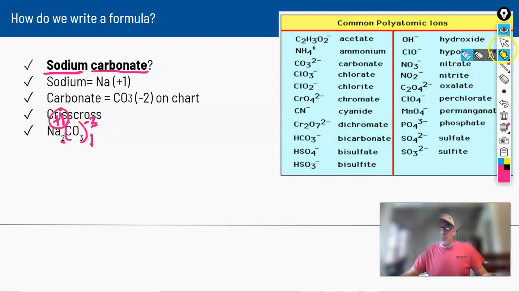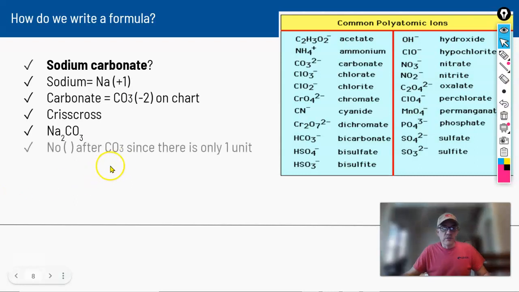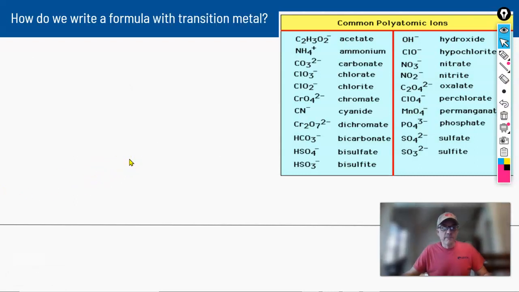But again, if there's a 1, we don't have to write the 1. And if there's a 1, we don't need to write the parentheses around it. Okay, so no parentheses around the CO3 since there's 1.